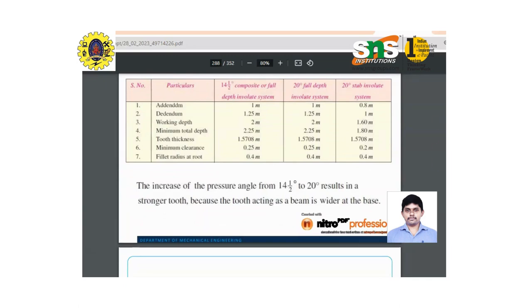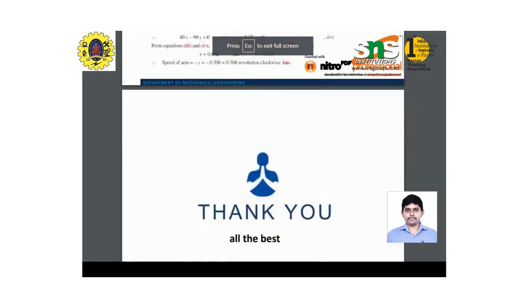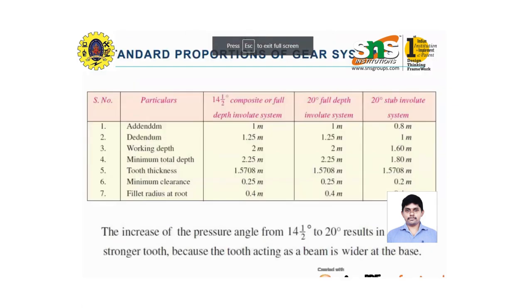Generally for designing any gear, we follow this standard: one part is called particulars and another is called annotations. If you take the 14.5 degree composite, it is the full depth system of the gears. If you take a 20 degree full depth involute system and a 20 degree stub involute system, the values vary.